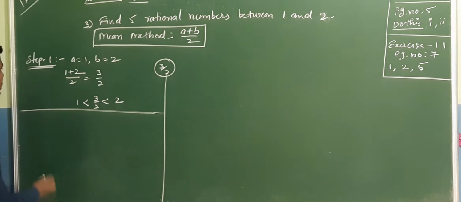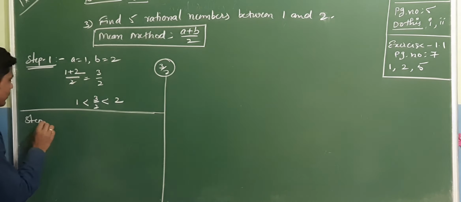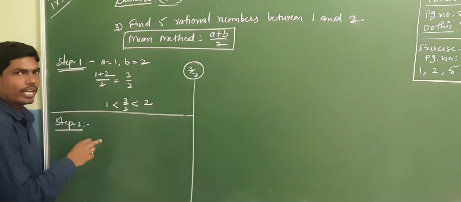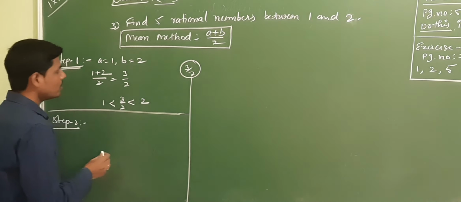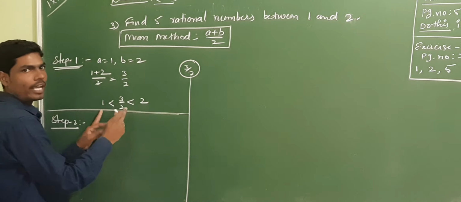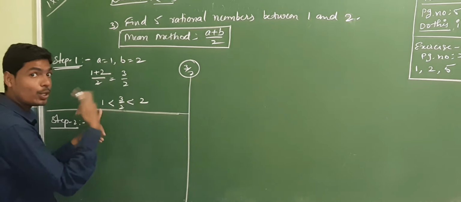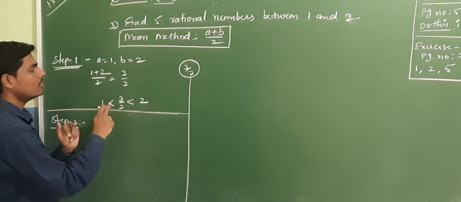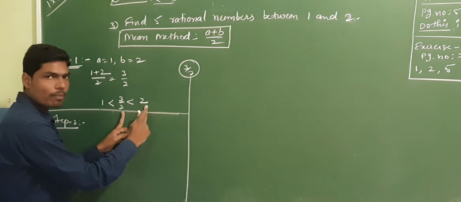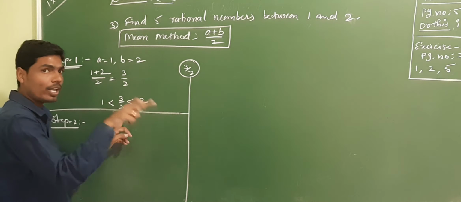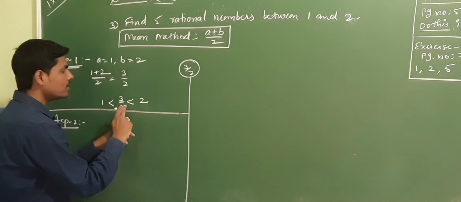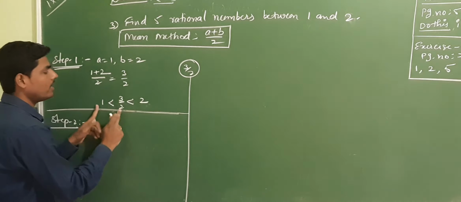Next, second step. In the second step you will get the second rational number. So from these three, take any two numbers. If you take these two, you will get a new rational number in between them. If you take these two numbers as A and B, the new rational number will be in between these two. So now I am taking these two.